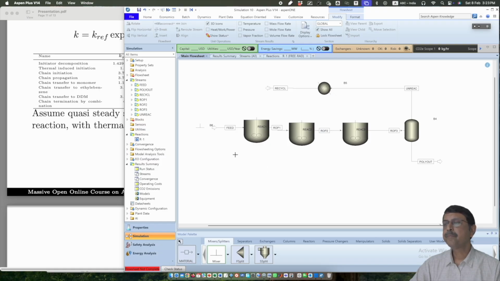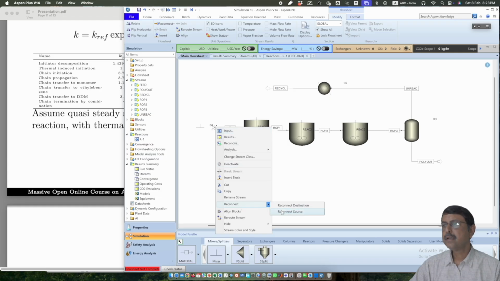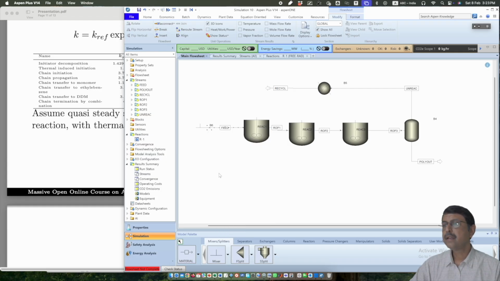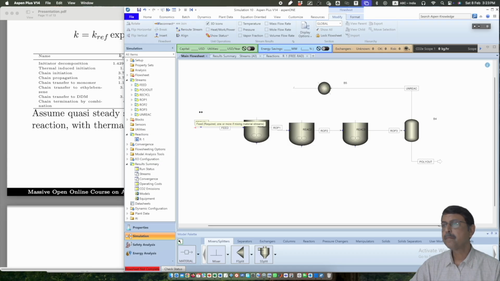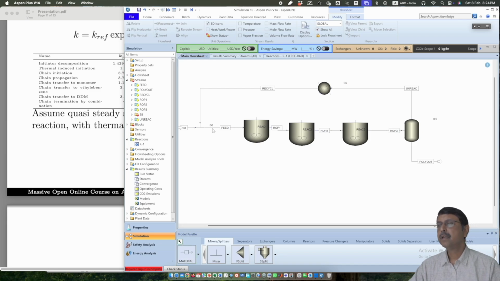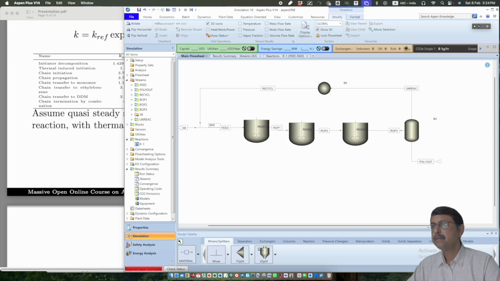This is a mixer. And in this mixer, we attach this line. We attach a recycle line. And we attach another feed line. This we name as mix. So this is the mixer block. And this one, we write it as makeup.